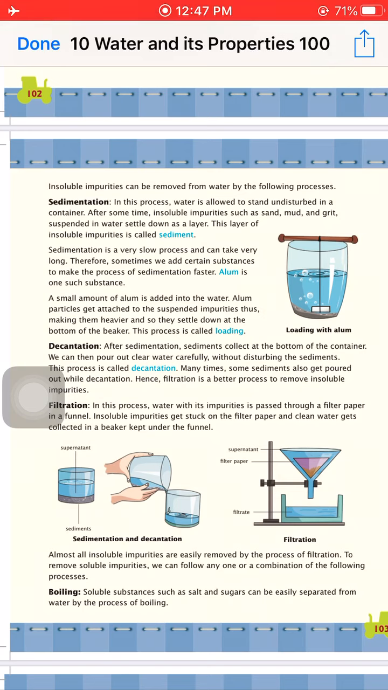Next is, लेकिन जो sedimentation होता है, it is a very slow process and it can take a long time period. So to reduce the long time period, we add alum inside the water. Okay, alum makes the impurities that are present inside the water heavier, and these impurities settle down at the bottom of a beaker fast. So alum makes the impurities heavier so that these impurities can settle down faster.